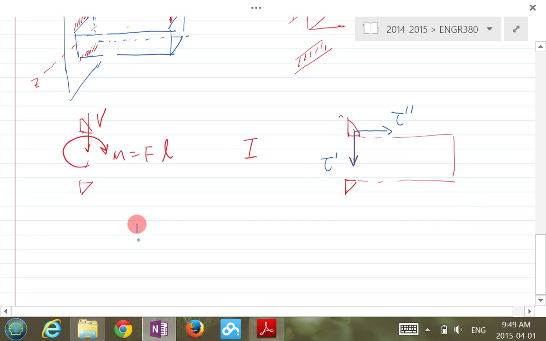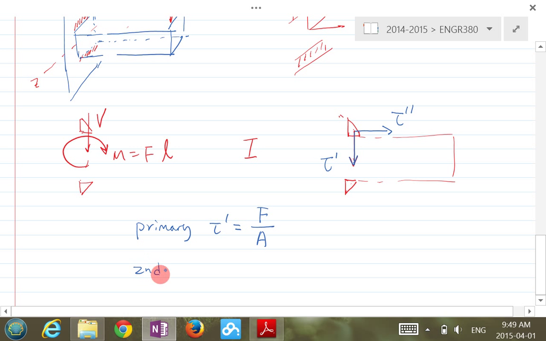So primary, tau prime will equal F over the total area. Again, what does the area here represent? It represents the total throat area, right? Because we only consider the throat area.